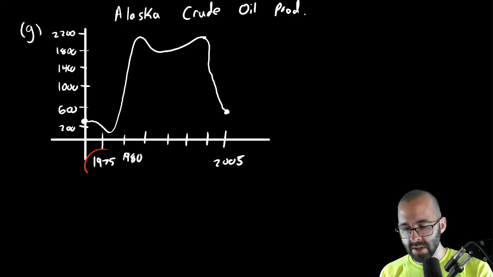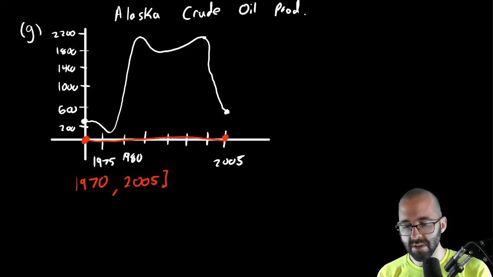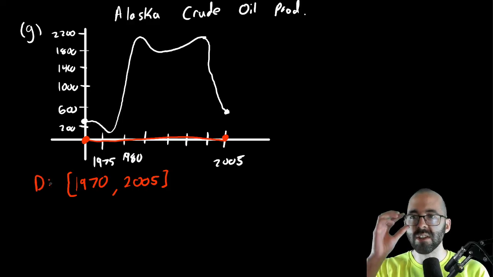Well, 1975, well, that's not our lowest. What's the furthest to the left? Furthest to the left for domain is 1970. Furthest to the right is 2005 for this graph. This graph only incorporates these years.